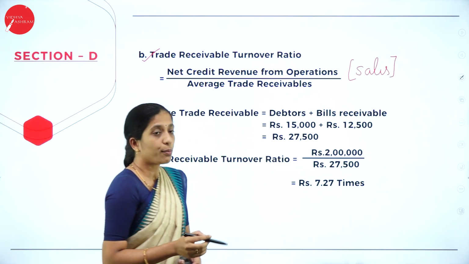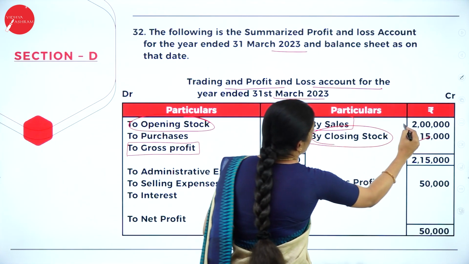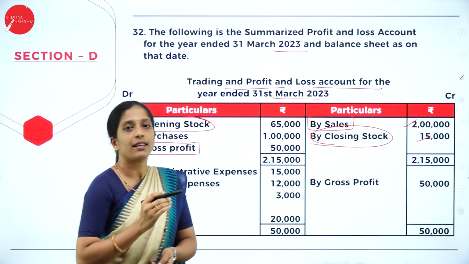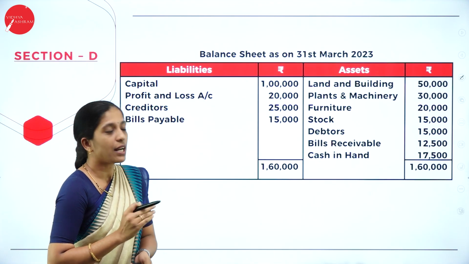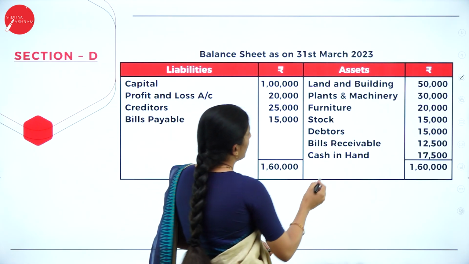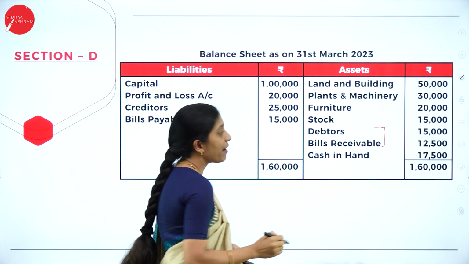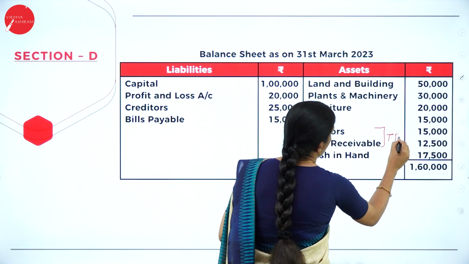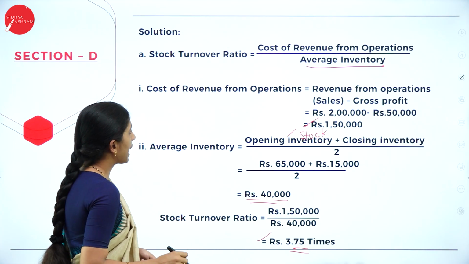Okay, so let us see how much sales they have given. If you see the problem, sales is 2 lakh. So, this will be net credit revenue from operations divided by average trade receivable. Here trade receivable they have not given directly, so debtors plus bills receivable will be the average trade receivable. So, let us see how we have calculated.